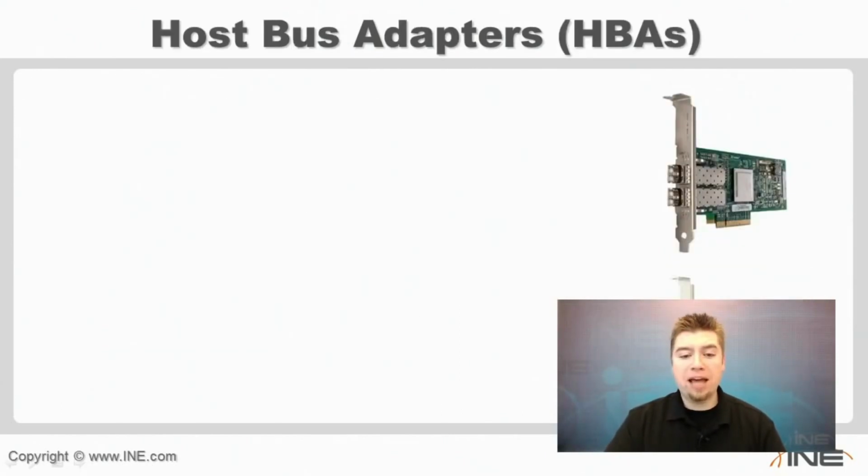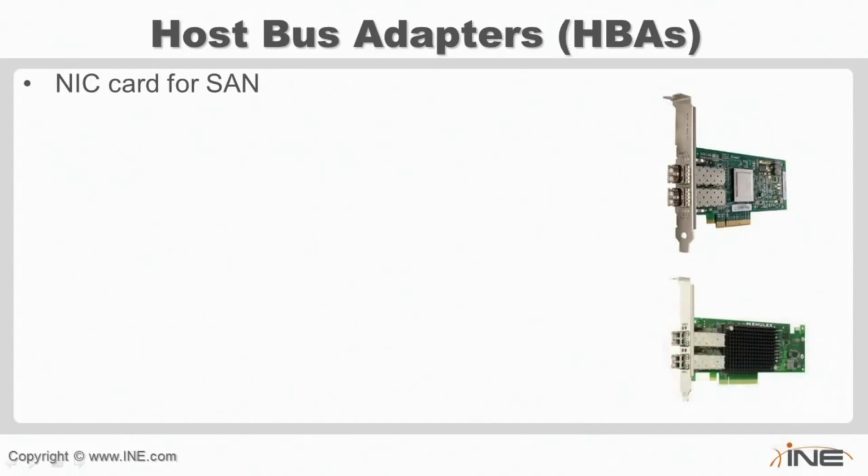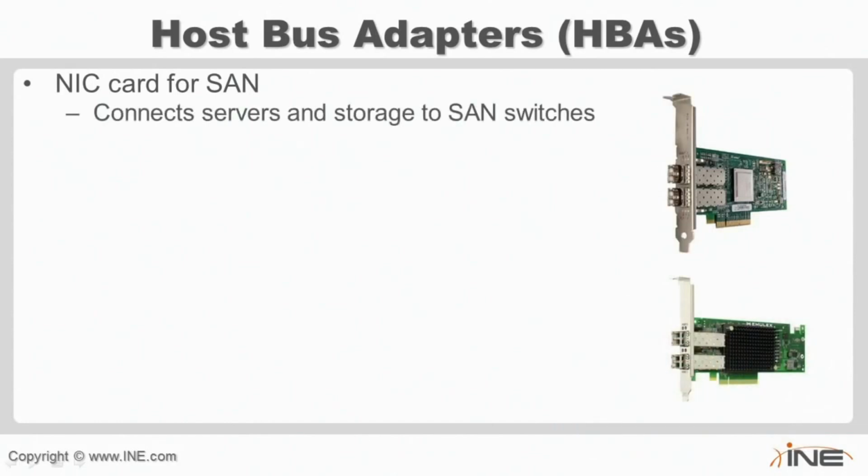Okay, the next component we have is the host bus adapter, or the HBA. Now the HBA is essentially the NIC card to talk to the SAN. This is what's going to go in the actual end server. So it's getting our server to talk to the switches, then the switches are getting the traffic to the storage and vice versa. So the storage array will have host bus adapters depending on what particular protocol that it's running.